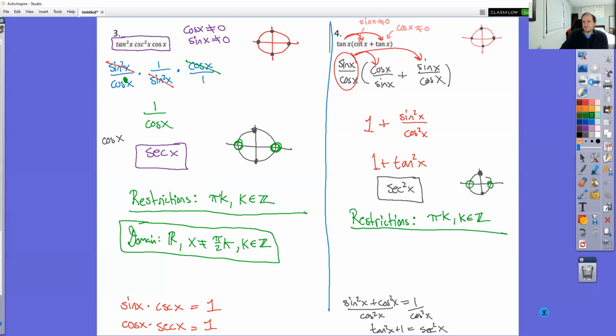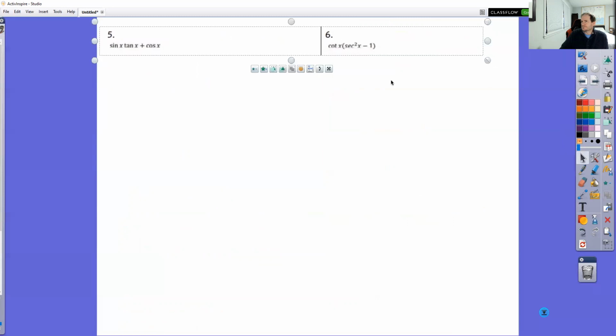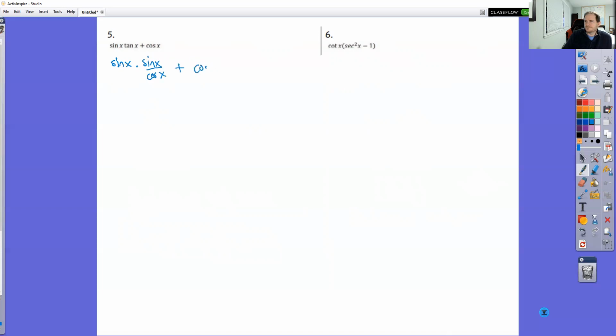Number 5. All right. So what's tangent? Sine over cosine? Okay, I guess that's what we're doing. So we have sine x times sine x over cosine x plus cosine x. We could put this over 1. We see that if we multiply that out, we'll have sine squared x over cosine.